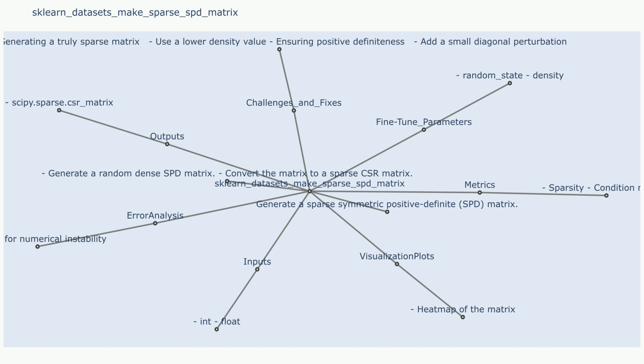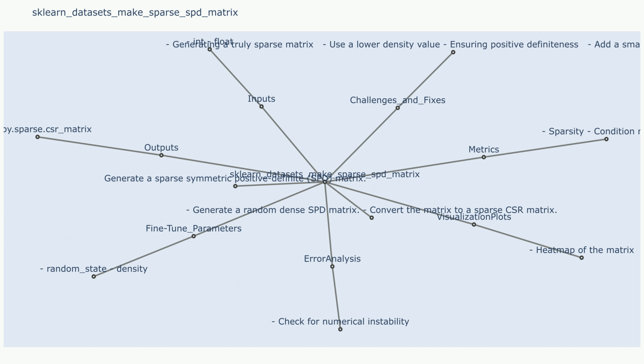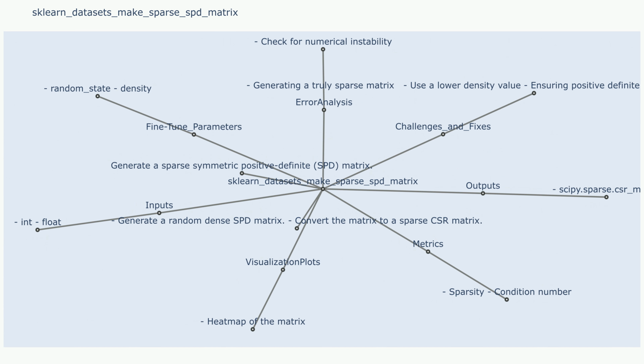Challenge 2: the random state might not be consistently preserved across different versions of Scikit-learn. Sample use case that resulted in challenge 2: if you run the same code with different versions of Scikit-learn, you might get different results. Fixes to challenge 2: use a fixed seed for the random number generator for consistent results. Consider using a version-independent random number generator if possible.